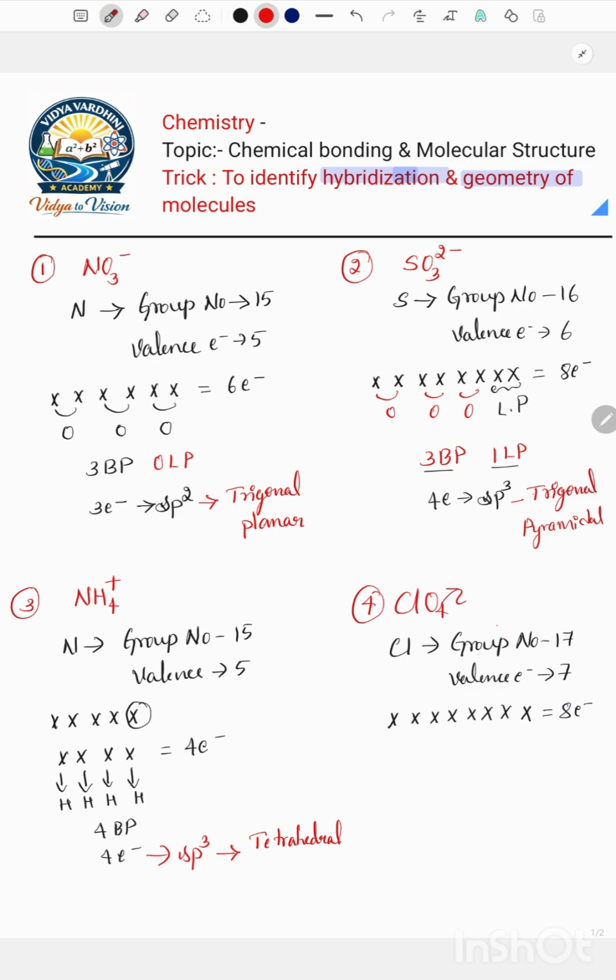And we can see there are 4 oxygen atoms. This is taking 2 electrons. Second oxygen, third oxygen and the fourth oxygen. Totally it is creating 4 bond pairs. When there are 4 electron pairs, we know that the hybridization is sp3 hybridization and geometry is again tetrahedral. Hope you understood the hybridization and geometry of the molecules.